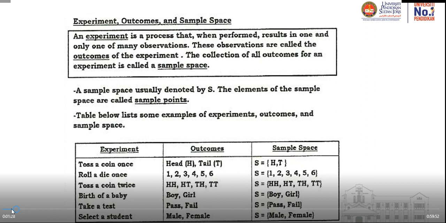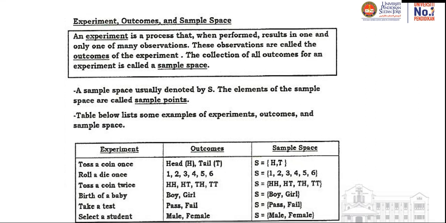An experiment, by definition, is a process that when you perform it, results in one and only one of many observations. These observations are called the outcomes of the experiment, and the collection of all outcomes for an experiment is called a sample space. This sample space is usually denoted by S.